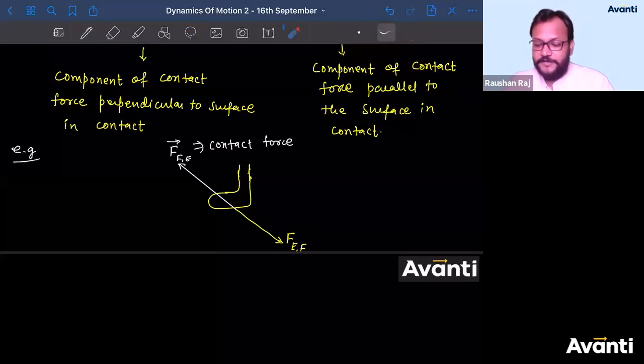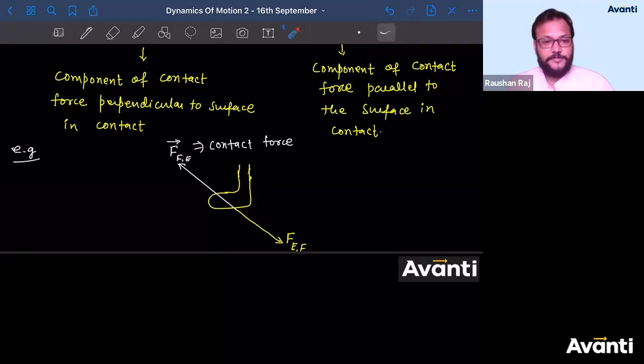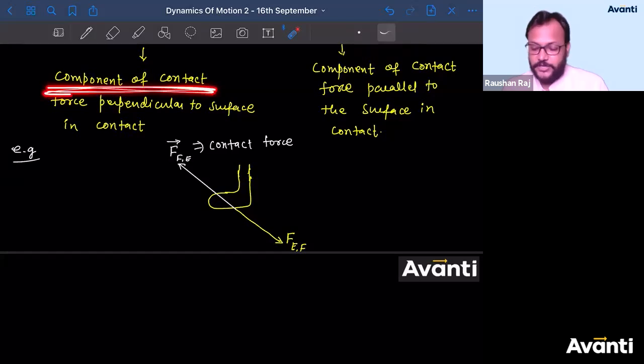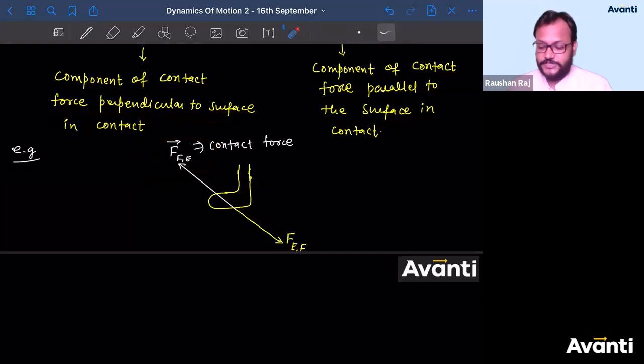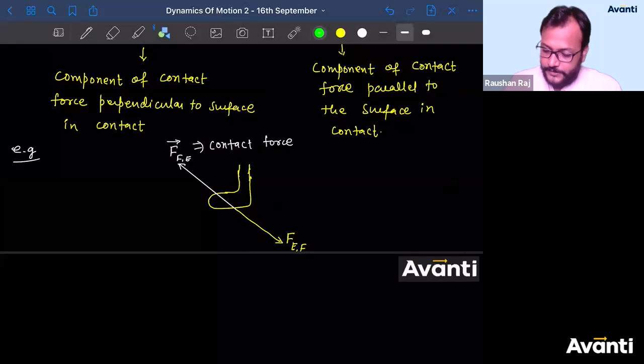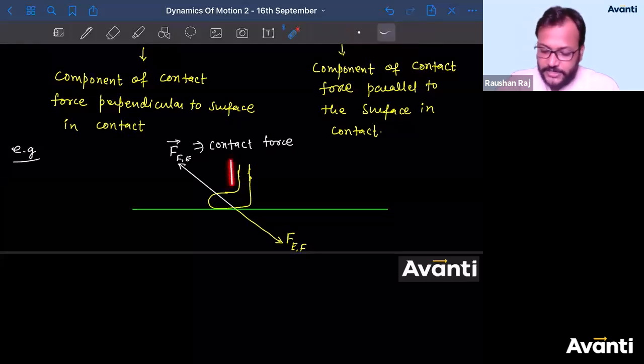Acha. Now I have defined two forces. In contact forces, we have defined two. One of them is normal force, other one is friction. So the component of the contact force, this is the contact force. The component of the contact force perpendicular to the surface in contact. So which is the surface in contact? This is the surface, right? So draw a component perpendicular to the surface in contact. So can I say that this will be the component perpendicular to the surface?